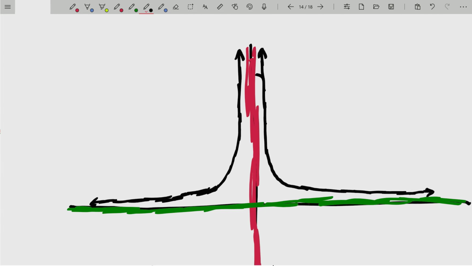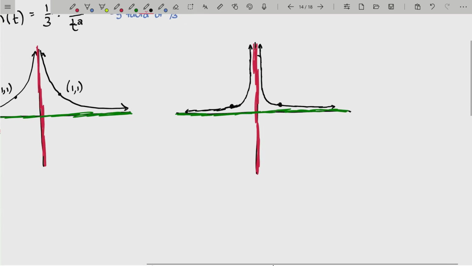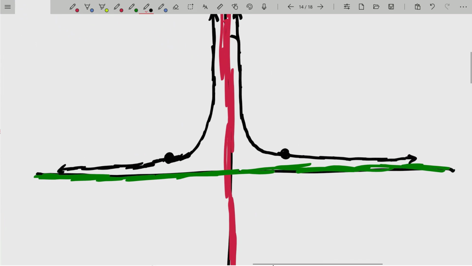Notice when I graph, I use a lot of slashes with my ink, and that's mainly because it's the best way for me to get a decent graph going. Now, those 2 points were at 1 and -1 for the t values, and their y values were both 1. Well, in this case, instead of being at 1, 1, this point's at 1, 1/3, 1/3 of its original y value. And on the other side, -1, again, 1/3 of its original y value.